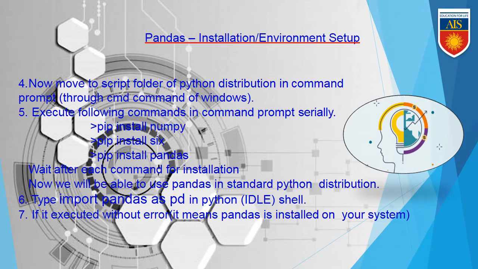Now move to the Scripts folder of the Python distribution in the command prompt through the cmd command of Windows. That means in your Windows you can type cmd, and from there you can open the command prompt, where you can execute the commands. Execute the following commands in the command prompt serially: pip install numpy, pip install six, pip install pandas. Wait after each command for installation. Now we will be able to use Pandas in the standard Python distribution. Type import pandas as pd in the Python IDLE shell. If it executes without error, it means Pandas is installed on your system successfully.